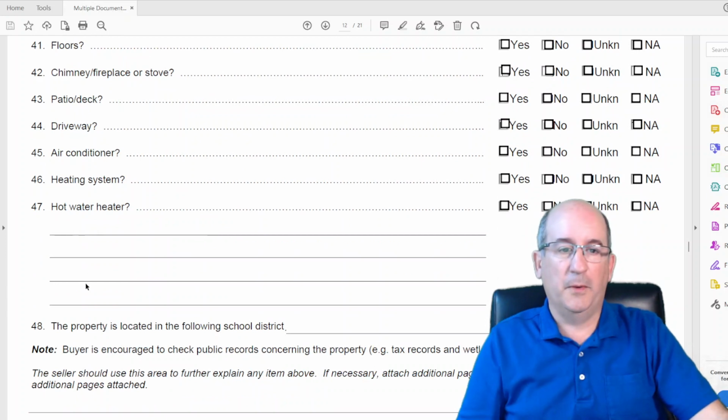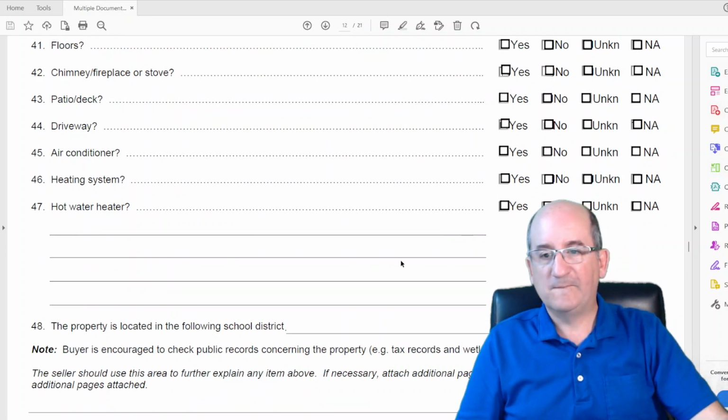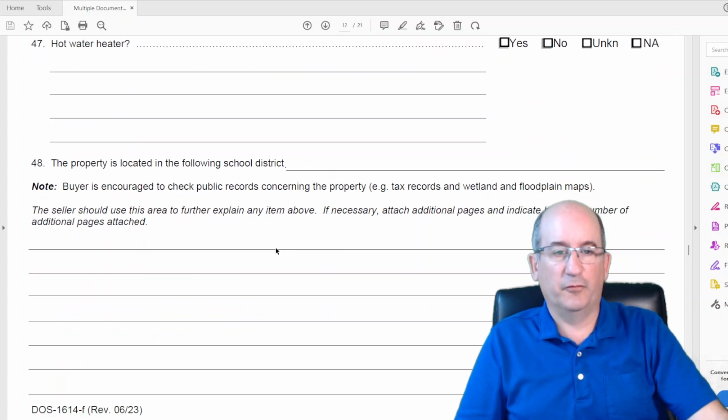And then this room at the bottom is used if you answer yes and you have to explain why. Okay. And then randomly they want to know what school district you're in. You should be able to fill that in for them. Okay.